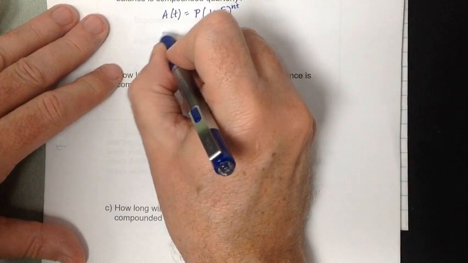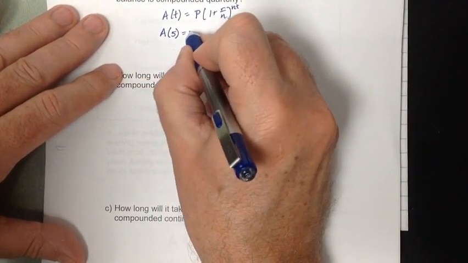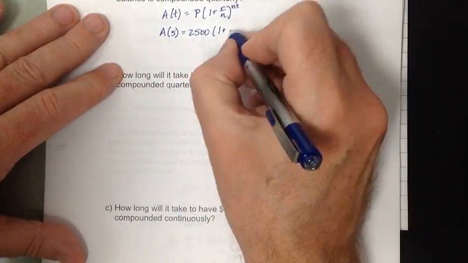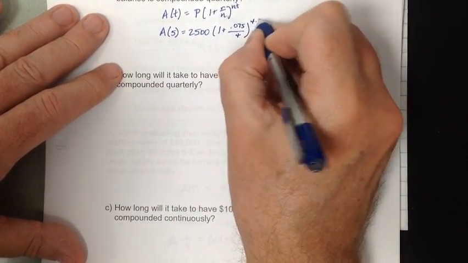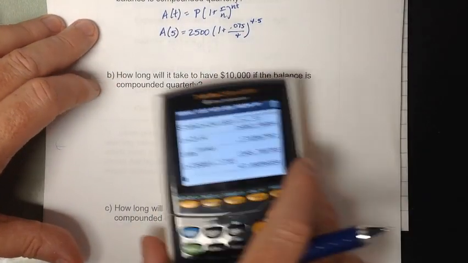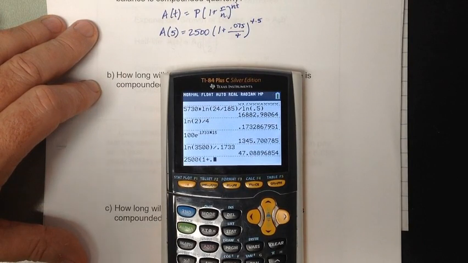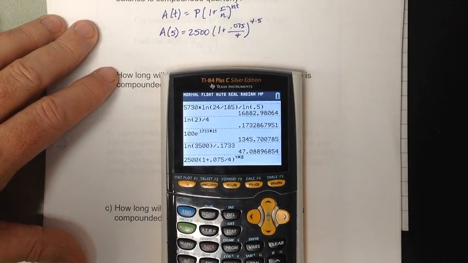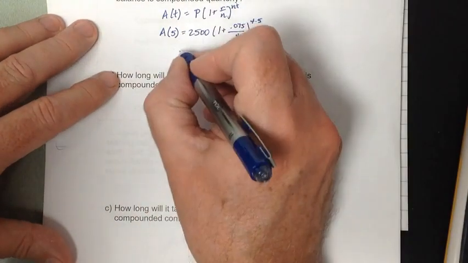So I'm looking for 5 years. So A of 5, I'm going to have 2,500 at the beginning. 1 plus 0.075 is my rate. Quarterly is 4 times a year. 4 times 5 is my power. So 2,500 parentheses 1 plus 0.075 divided by 4 to the 4 times 5, 20th power, 3624.87.